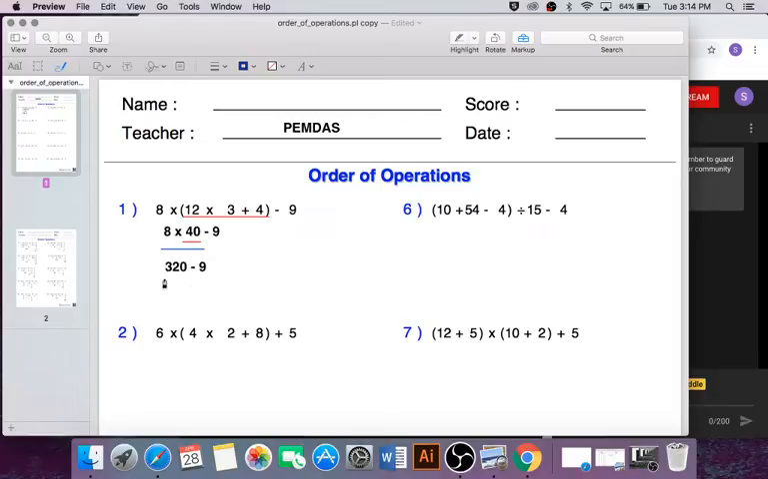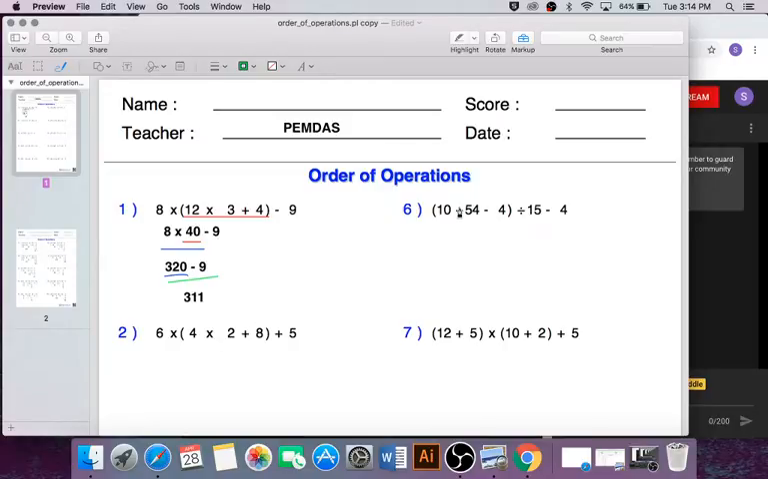So the 320 comes from the 8 times 40, and then we have that minus 9. So now we're going to do 320 minus 9, which is 311. So 311 is your final answer.